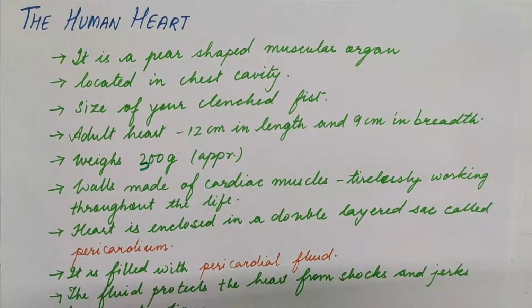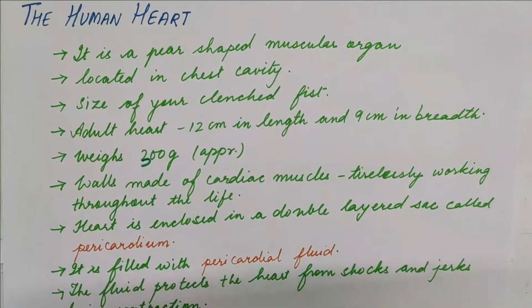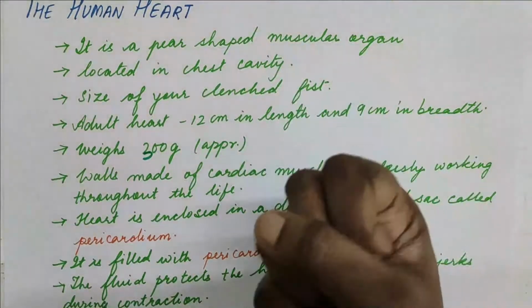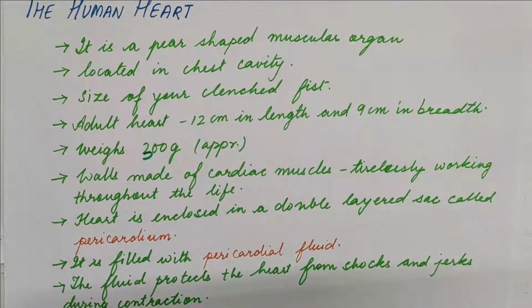The heart is also enclosed in a double-layered sac-like structure called the pericardium, which is filled with a special fluid called the pericardial fluid. And what is the role of this fluid, children? It is helping your heart and protecting it from shocks and jerks. You know that your heart is contracting and pumping. As it is pumping the blood, it has to protect itself from any kind of shocks and jerks. So the pericardial fluid is responsible for protecting the heart from the shocks.